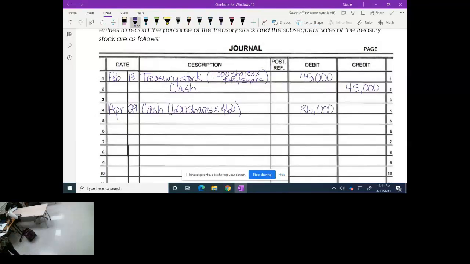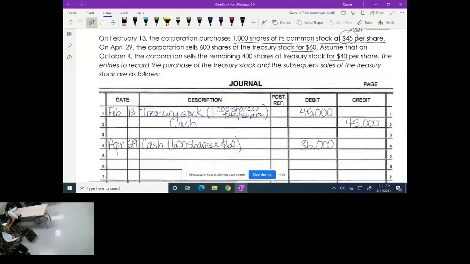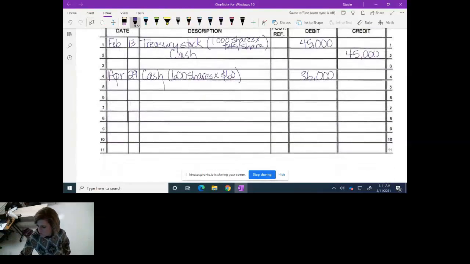And then, okay, so the sales price is $36,000 because we're using this right here. That's the same thing as when you see an issue where it says they sold them at. So they sold them for $60 a share. All right, so we'll credit Treasury stock for 600 shares times what? What amount? 45. Because that's your cost. Okay, so we'll credit 27,000. And so the difference to make the entry balance is a credit of 9,000.